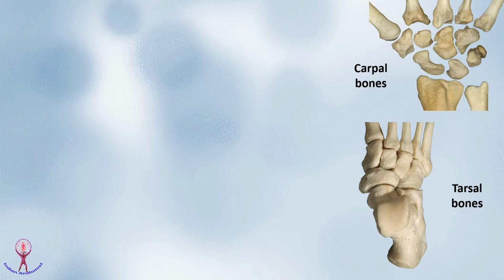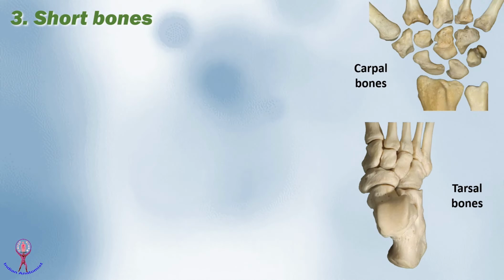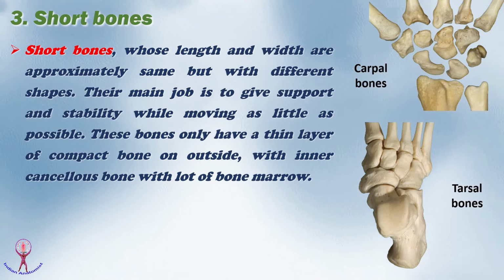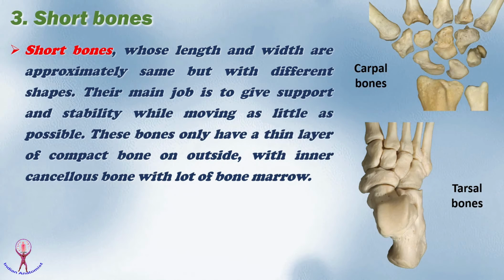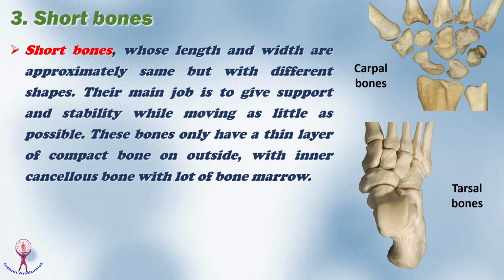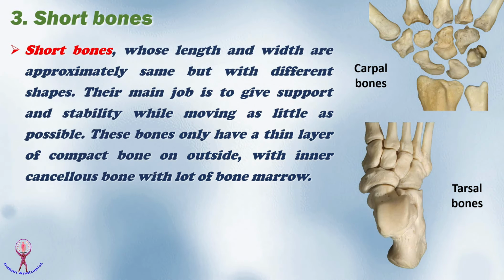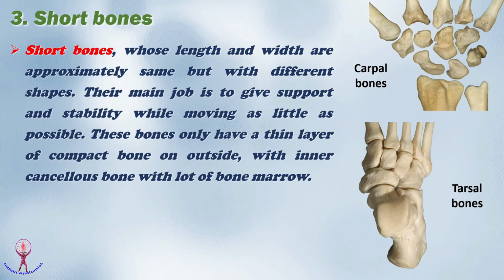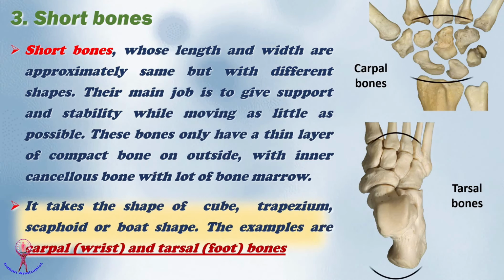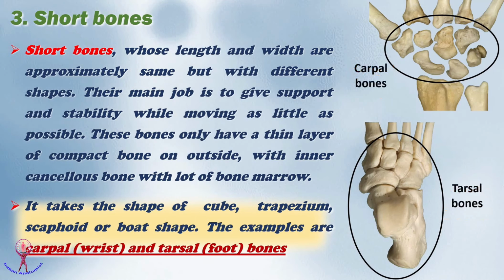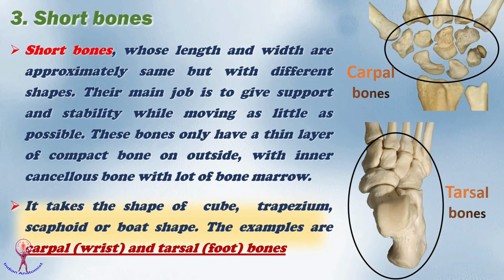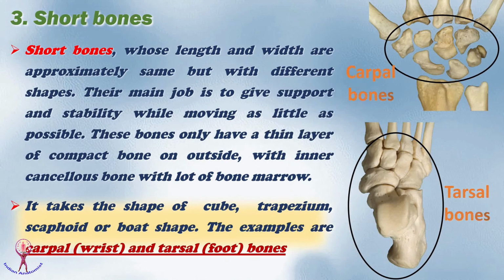Now, short bones. Short bones are those whose length and width are approximately the same, but with different shapes. Their main job is to give support and stability while moving as little as possible. These bones only have a thin layer of compact bone on the outside, with inner cancellous bone with a lot of bone marrow. They take the shape of a cube, trapezium, scaphoid, or boat shape. The examples are carpal or wrist bones, and tarsal or foot bones.